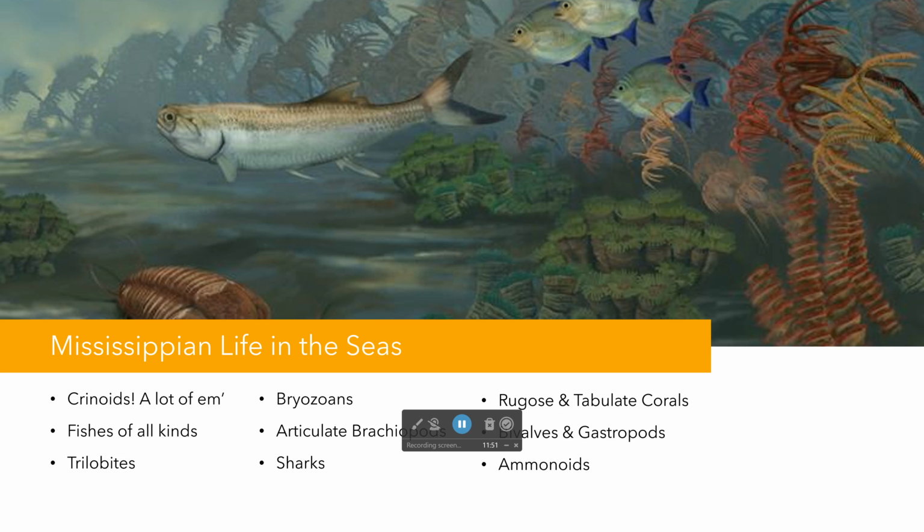So finally, here's our Mississippian life in seas. So there's crinoids, a lot of them. You can see them throughout this entire reconstruction, and that's supported by all of the fossil evidence we see of crinoids at this time. Fishes of all kinds, trilobites of different types. There were bryozoans, articulate brachiopods. This was a time of really diverse sharks, rugose and tabulate corals, mollusks of bivalves and gastropods, and then ammonoids.